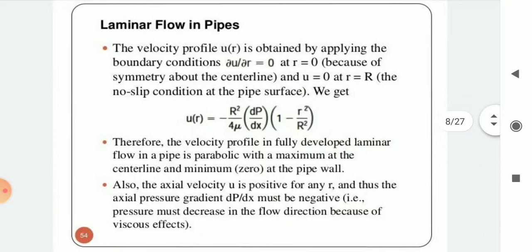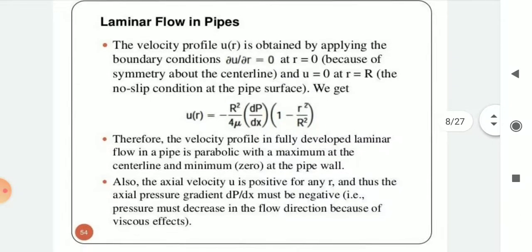So the velocity profile u(r) is obtained by applying the boundary conditions, that is du/dr equal to 0 at r equal to 0, because of symmetry about the center line, and u equal to 0 at r equal to R, the no-slip condition at the pipe surface. So we get u(r) equal to (R² minus r²)... that is, u(r) = -(R²/4μ)(dP/dx)(1 - r²/R²).